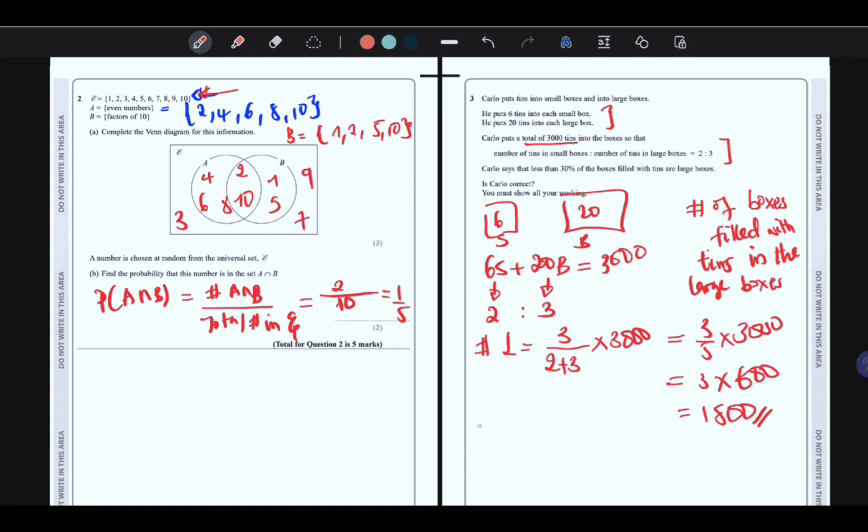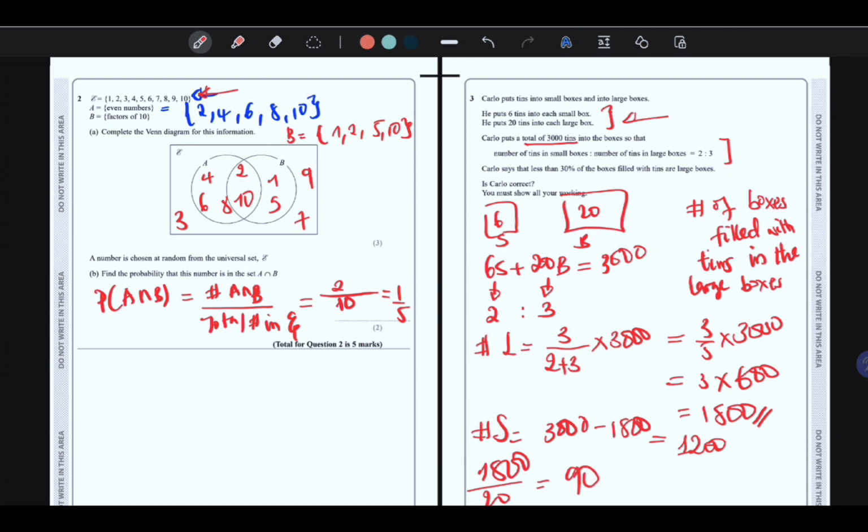And if that's the case, then the number of tins in the small boxes would be 3,000 minus 1,800, which would be 1,200. Okay, now they say he puts 20 tins each in the large box. If we have 20 tins in a large box, it means that you're going to have to do 1,800 divided by 20 to know how many boxes will be filled in the large boxes. And this is going to be 90.